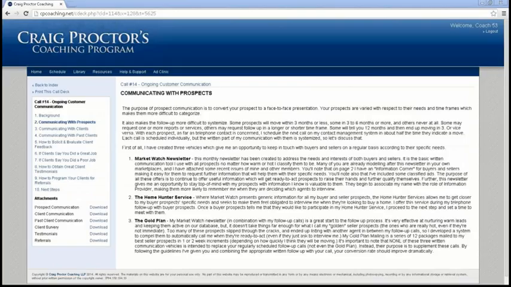Now, the Market Watch newsletter should be sent to your buyers and your seller prospects. Okay, it can be sent to both buyers and sellers. But also remember, your buyers should be receiving your VIP buyer emails. Okay, you should be emailing your buyers daily updates of all the homes that match their criteria, so that's another way to keep in touch with them. And then for your golden sellers, we have the gold plan mailings.